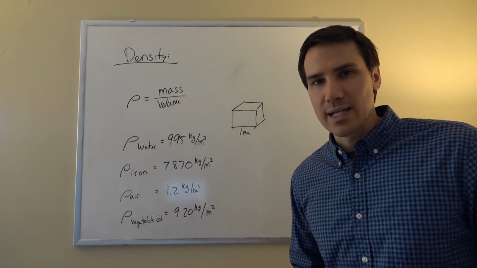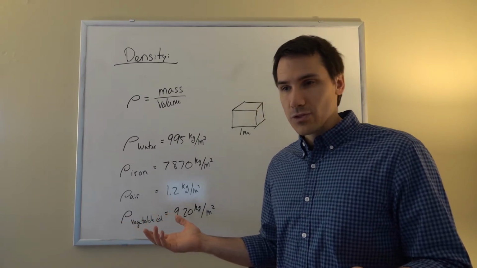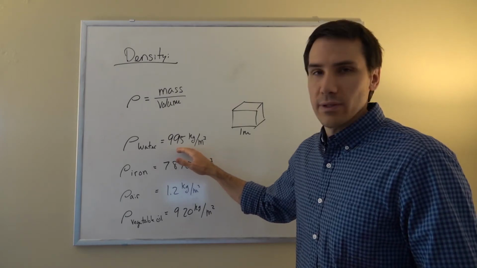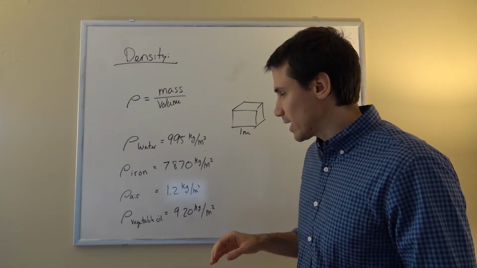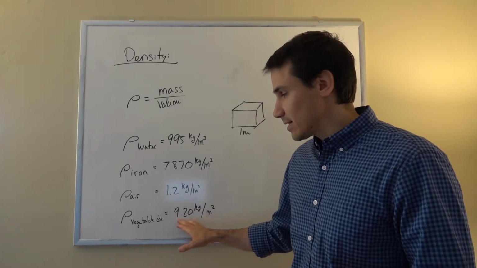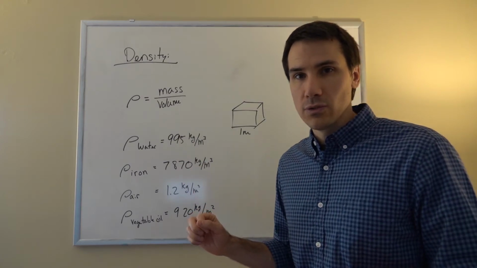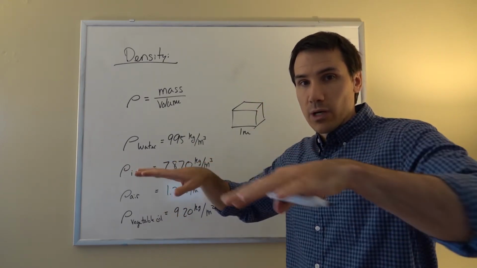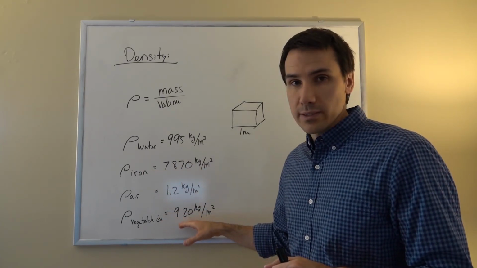One of the things that density can tell us is whether an object floats. Any object that has a density lower than water will be able to float. For example, vegetable oil has a density just below that of water. So if you've ever poured oil into water, you'll notice that the oil sits on top of the water, and that's because it has a lower density than the water does.